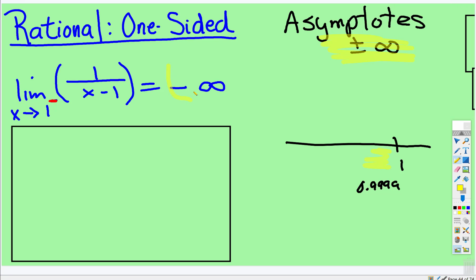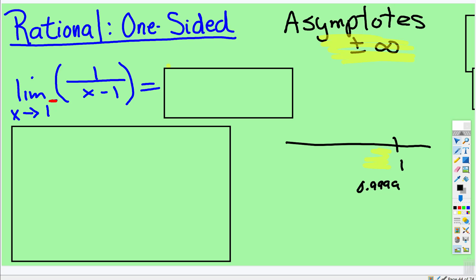So let me cover that. So if you substitute 0.999 into here, you'd get a positive 1 over a negative. Positive divided by negative is negative. Since we know we're headed towards an asymptote, we know right away we are headed towards negative infinity. But you also can use the parent graphs and just graph that.